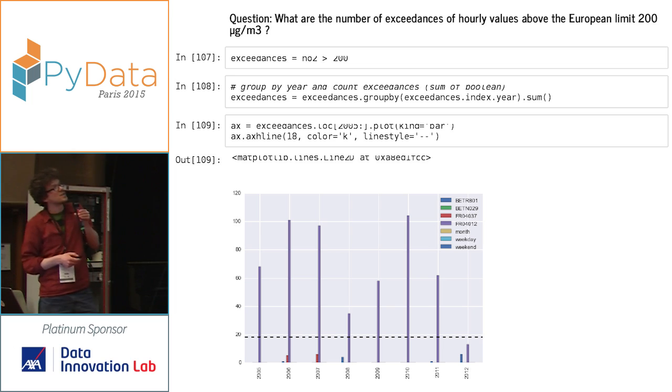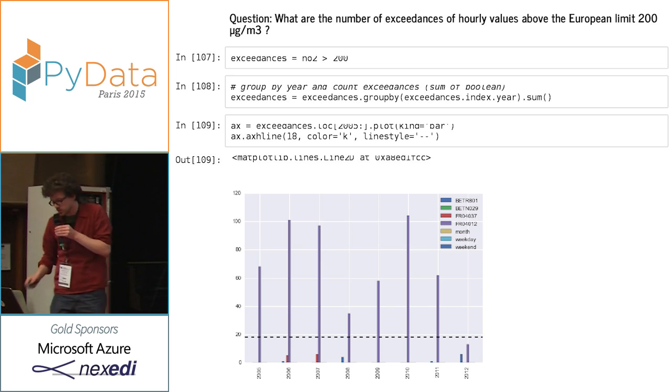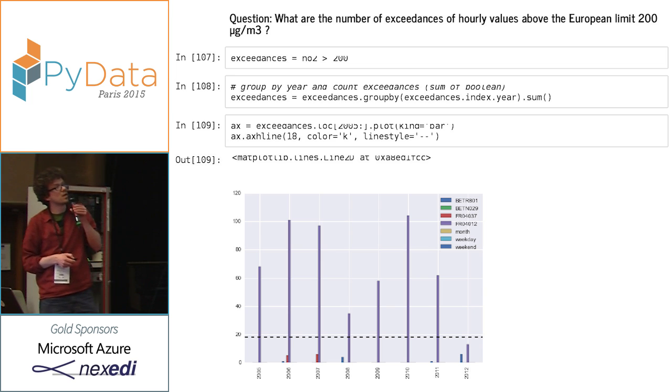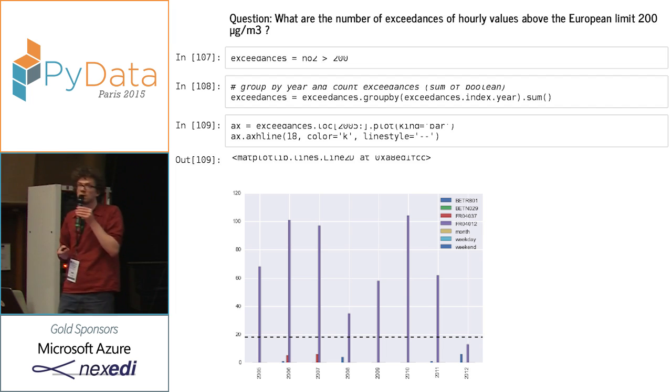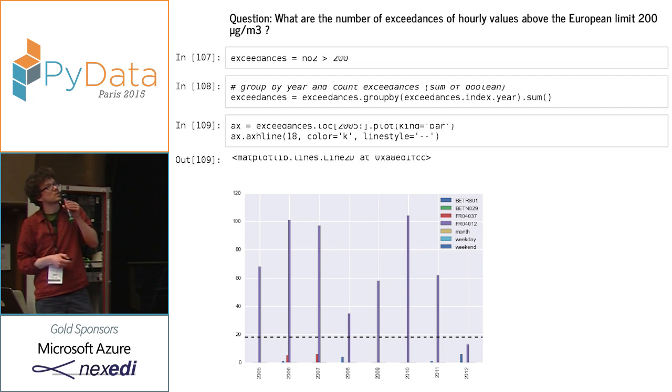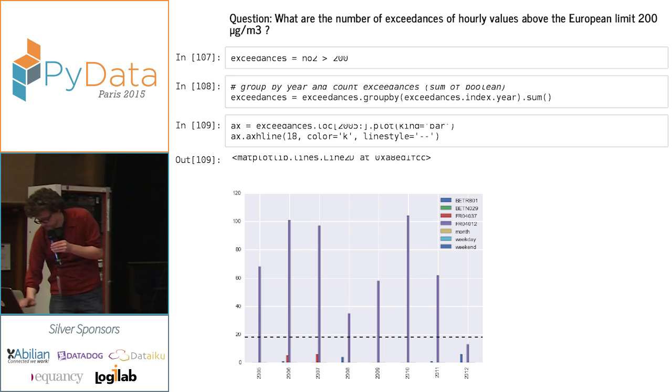Just to quickly tell what you can see on it: this is the limit of 18 exceedances, and the traffic station in Paris is clearly, I would rather say, high, not really getting to the limits. Only the last year, 2012, was below, but the data are not really up to date, it's only up to 2012 that are online, and probably it's not very significant for only one year. So again, some insight into the data.